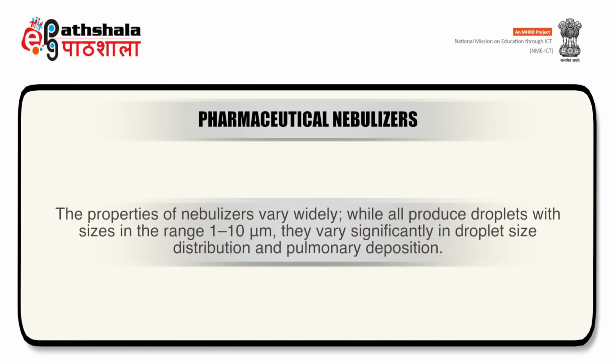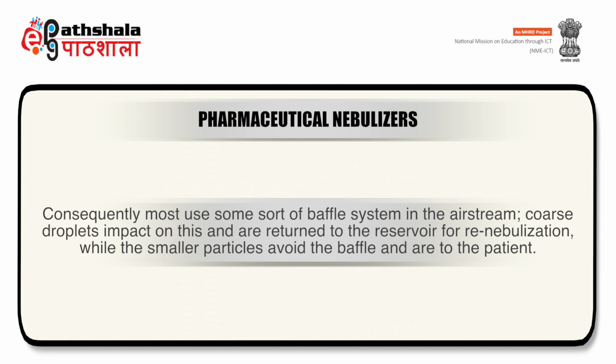The properties of nebulizers vary widely, while all produce droplets with sizes in the range 1 to 10 micrometer. They vary significantly in droplet size distribution and pulmonary deposition. Consequently, most use some sort of baffle system in the airstream. Coarse droplets impact on this and are returned to the reservoir for renebulization, while smaller particles avoid the baffle and are delivered to the patient.